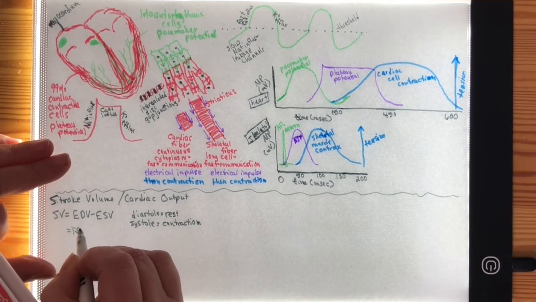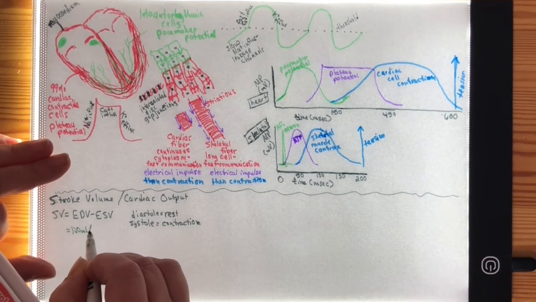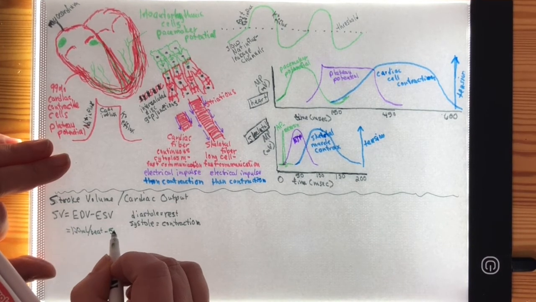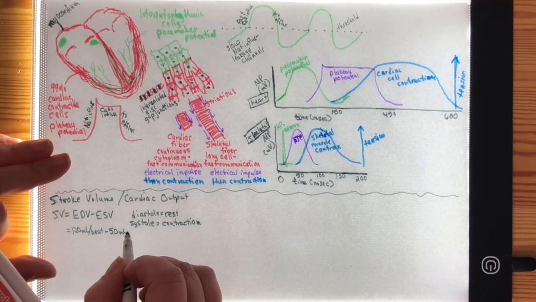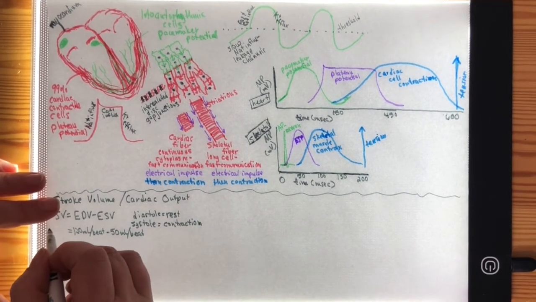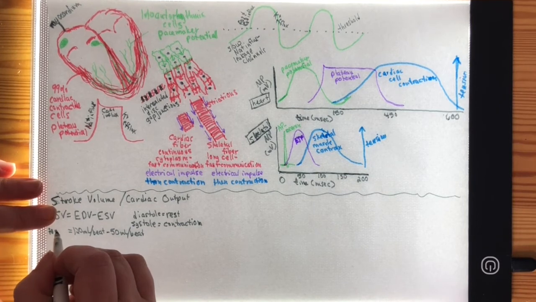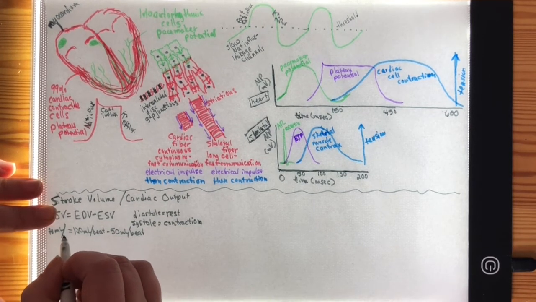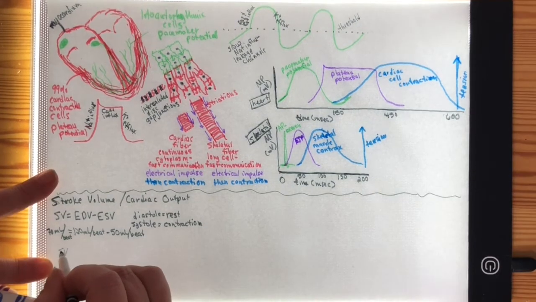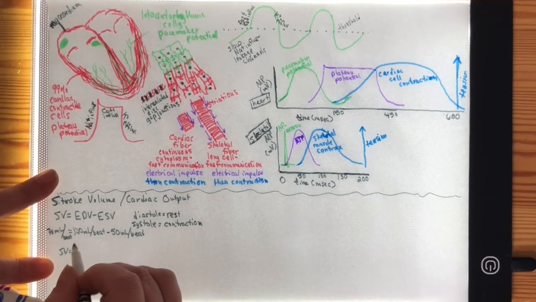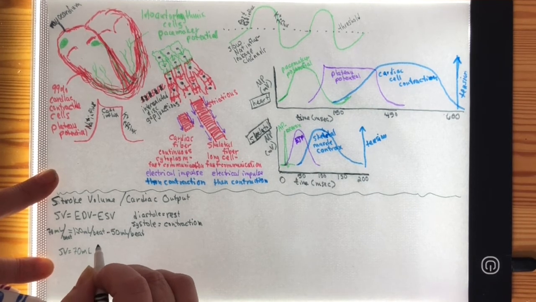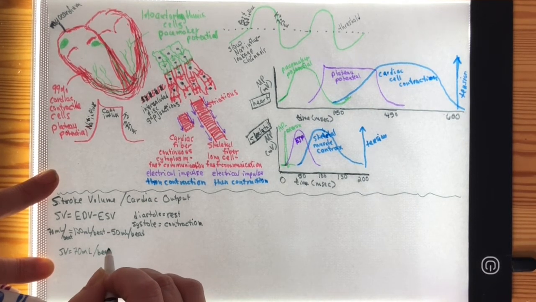So typically our hypothetical numbers would be an EDV of 120 milliliters per beat. Our ESV would be about 50 milliliters per beat, and therefore our stroke volume would just be subtracting the two numbers, and we come to 70 milliliters per beat. So this is a typical stroke volume, 70 milliliters per beat. And keep in mind what that is. The stroke volume is the amount of blood that was able to be pumped out during the heartbeat. 70 milliliters per beat was squeezed out.